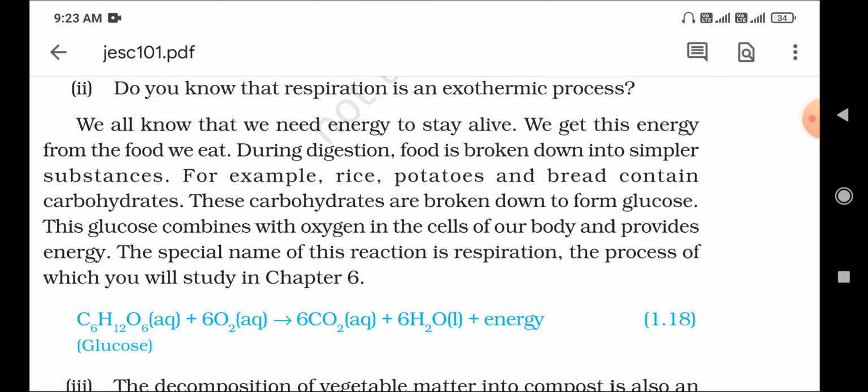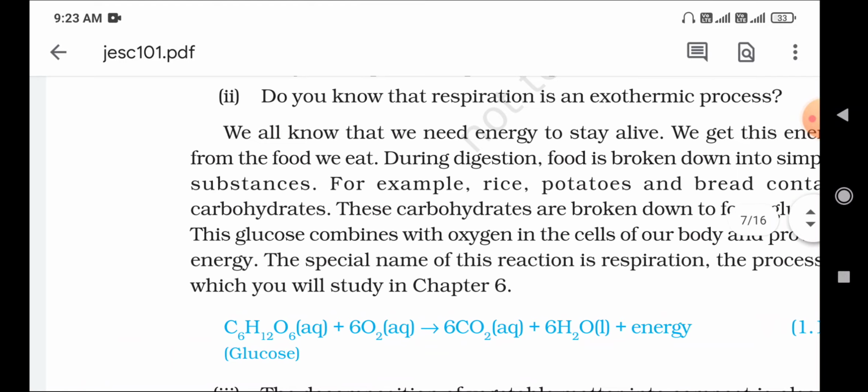So what is exothermic reaction? The reaction in which heat is released along with the product is called the exothermic reaction.